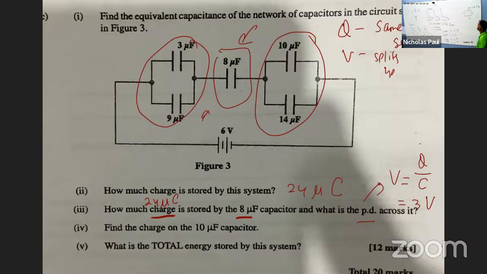V is equal to Q over C. But what are you going to use for Q? 24. So if you look back at your original circuit, sorry, the one that you simplified, you have one here, two here, three here, right? And the total voltage was 6 volts. Remember across the 8, here we had 8. Here we had 24. And here we had 12. Remember that?